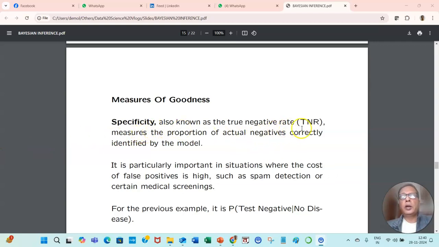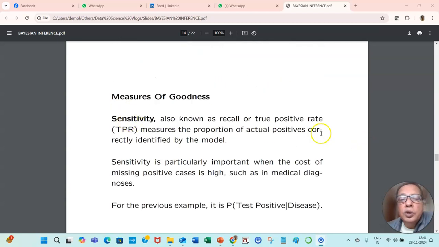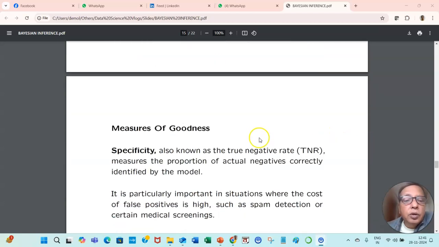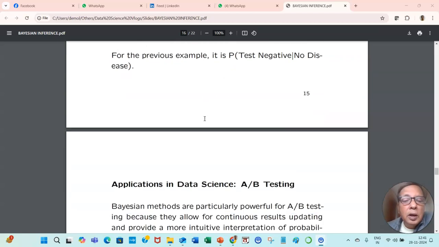Specificity, also known as true negative rate, measures the proportion of actual negatives correctly identified by the model. It is particularly important in situations when the cost of a false positive is high, such as spam detection or certain medical screenings. So we want to get hold of sensitivity, which is true positive rate, and also the specificity, which is true negative rate. Proportion of actual negatives correctly identified by the model, that is true negative rate.